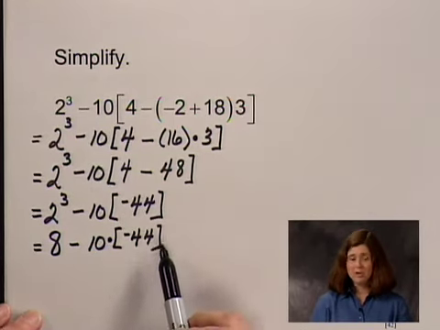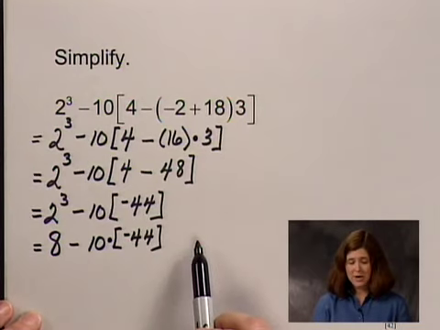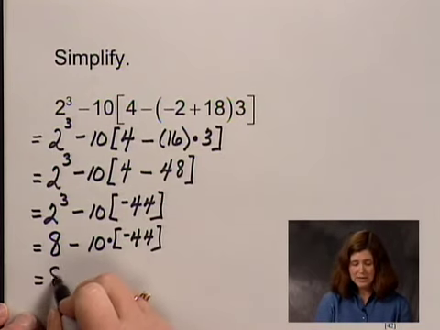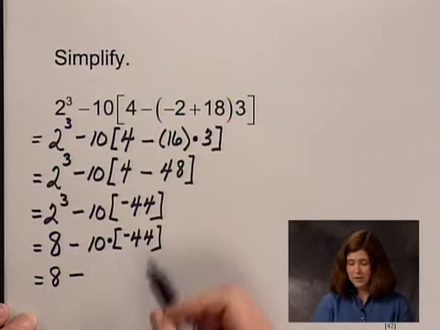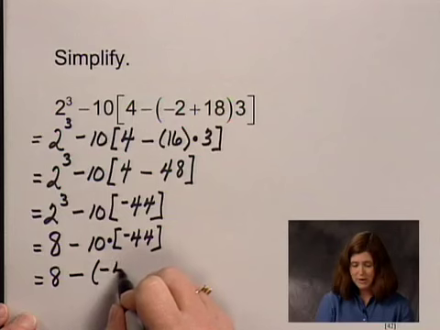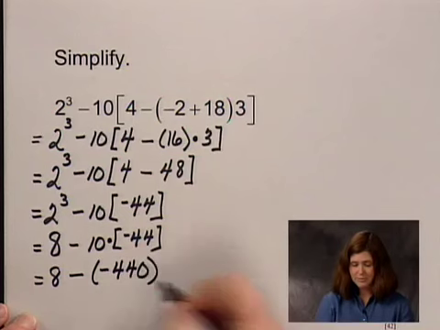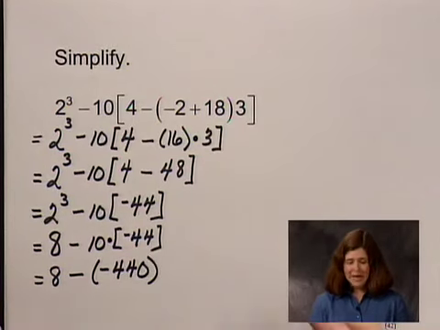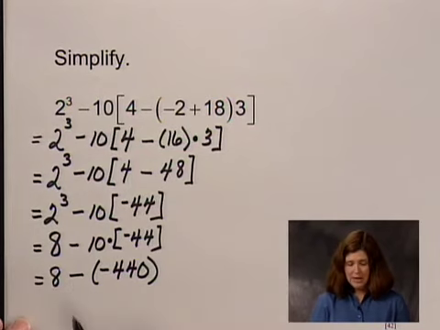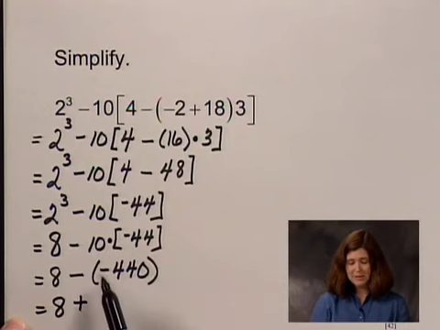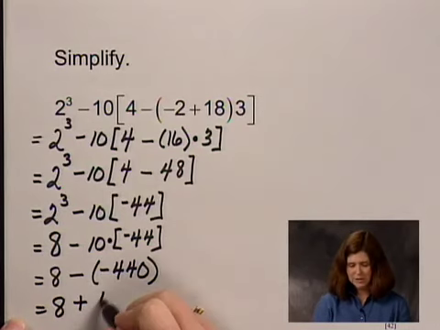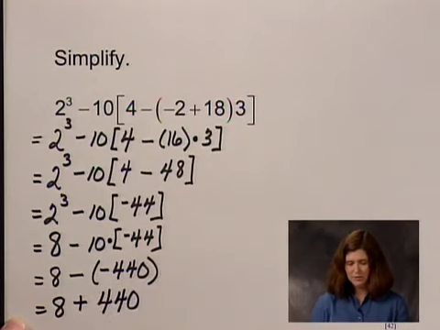We want to perform all multiplications and divisions in order from left to right. So I have 8 minus 10 times negative 44, which is negative 440. Now I want to perform the last operation, which is subtraction. I want to subtract a negative number. When I subtract a number, I can add its opposite. So this is 8 plus the opposite of negative 440, which is positive 440.